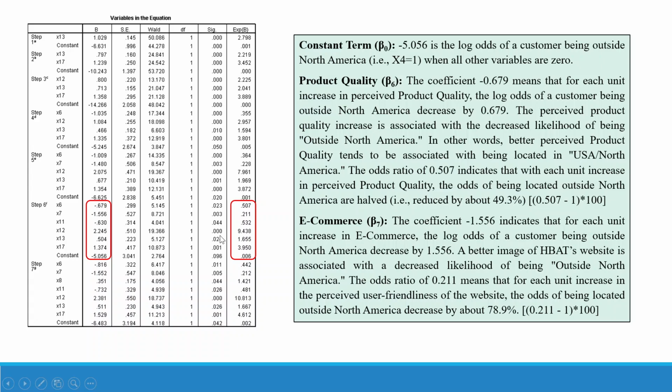Next, X7, that is e-commerce. This coefficient is also negative. It indicates that for each unit increase in e-commerce, the log odds of customer being outside North America decreases by 1.556. A better image of HBAT's website is associated with the decreased likelihood of being outside North America. The odds ratio of 0.211 means that for each unit increase in the perceived user friendliness of the website, the odds of being located outside North America decreases by about 0.211 minus 1, so it is 78.9%.